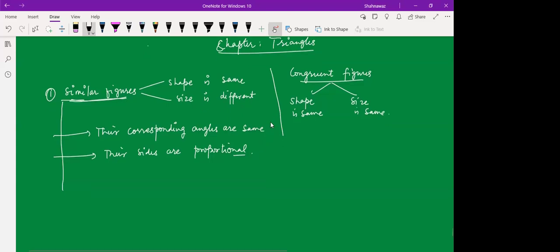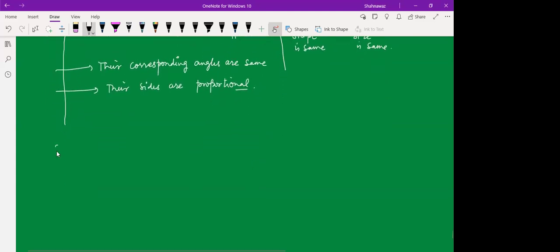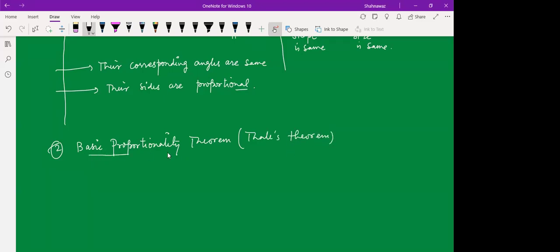And then in the next exercise, we talked about the basic proportionality theorem. It is also called Thales theorem, right? And in shorthand notation, this is BPT. So what was this theorem?